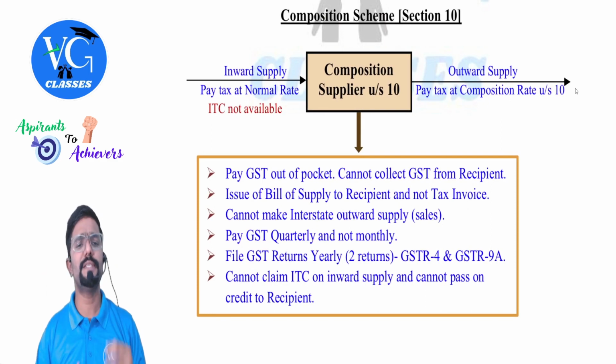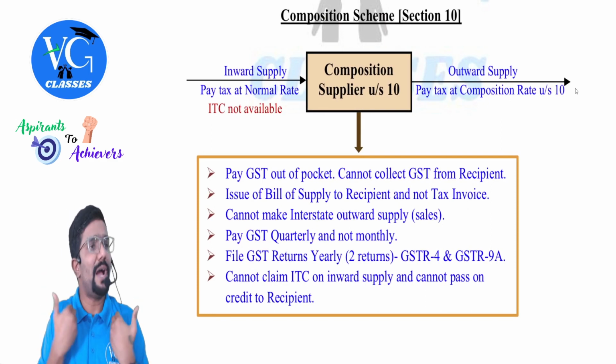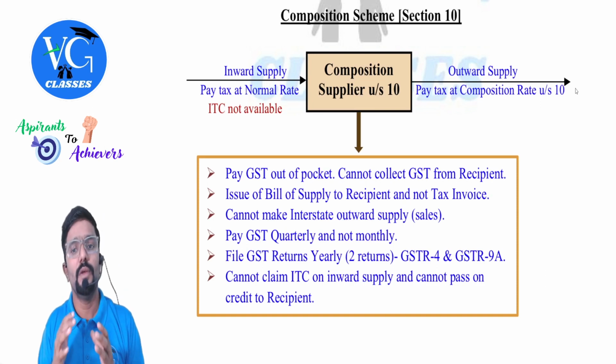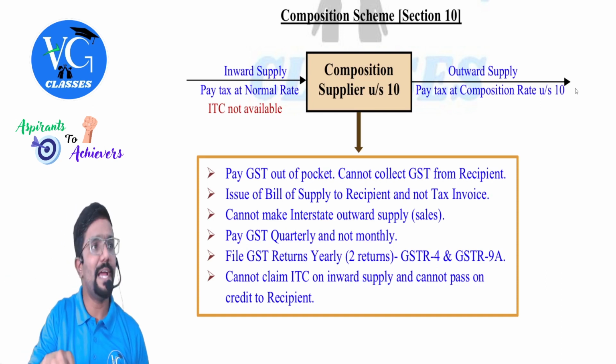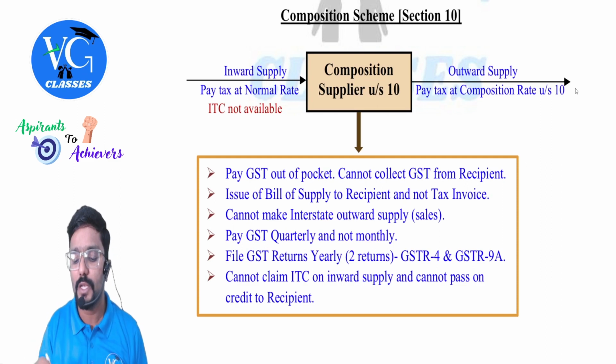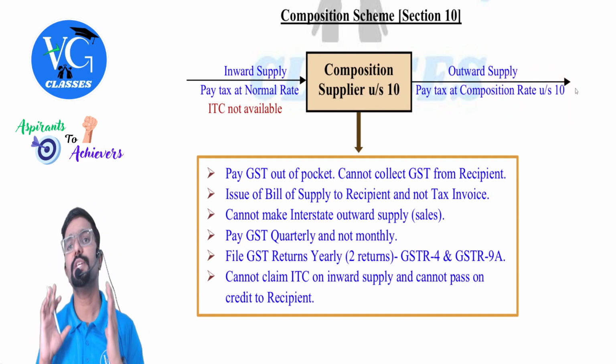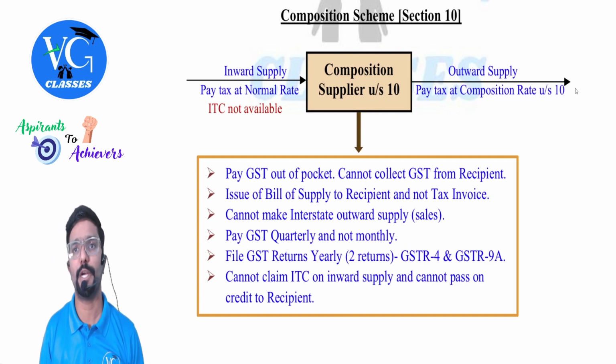Some highlight points I have just given here, guys. So, assume I am the composition supplier who is registered under section 10. Now, on my outward supply, I should pay GST at what rate, guys? Composition rate. Where is it given? Under section 10 only. I need to pay just that much.